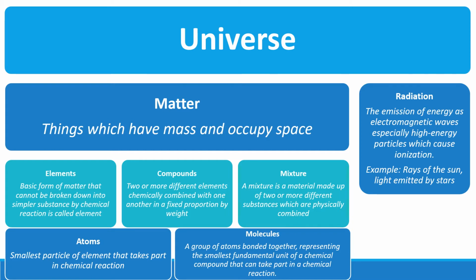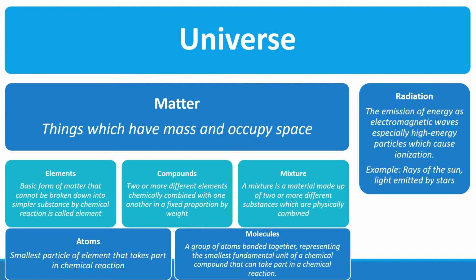What is matter made up of? Elements, compounds, and mixtures. What are elements? The basic form of matter that cannot be broken down into simpler substances by chemical reaction is called an element. What are compounds then? Two or more different elements chemically combined with one another in a fixed proportion by weight. What are mixtures? A mixture is a material made up of two or more different substances which are physically combined.